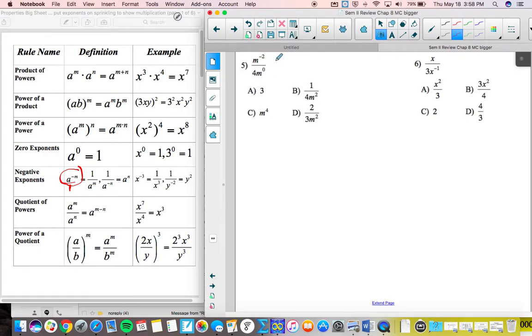Here, something to think about is anything to the power of 0 is just 1. So we can really simplify this as m to the negative 2 divided by 4 times 1. Now we don't want negative exponents, so this thing's a traitor, so it's going down to the bottom. That 4 doesn't have a negative exponent, so it just stays where it is on the bottom, and then we get a 1 there.